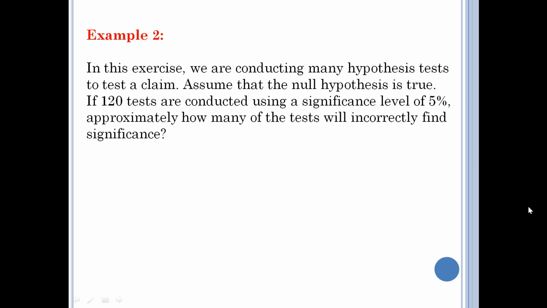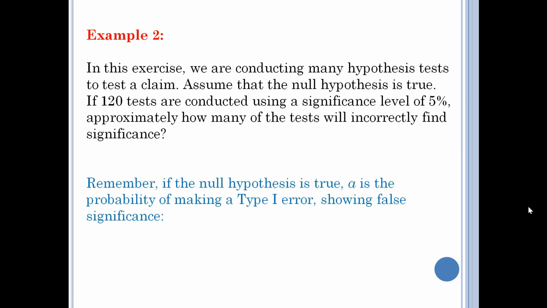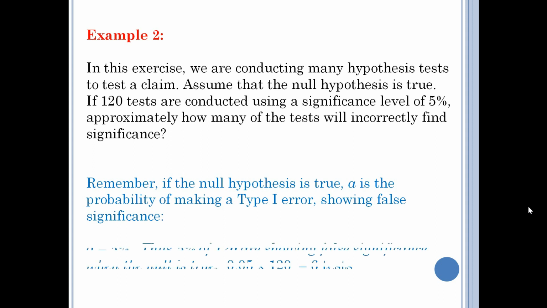So we will use the note that I asked you to write. Alpha is the probability of making type 1 error, basically showing significance when we shouldn't. Alpha in this case is 5%, so the probability will be 5%. So 5% of the 120 will be 6. And this means out of the 120 tests, 6 of them will show us a false positive.